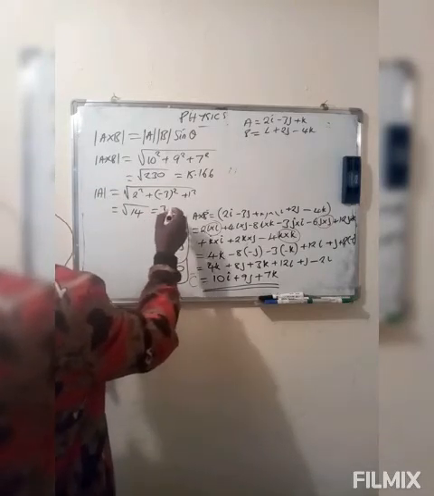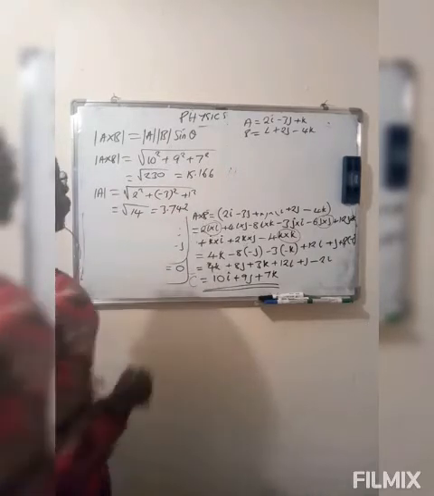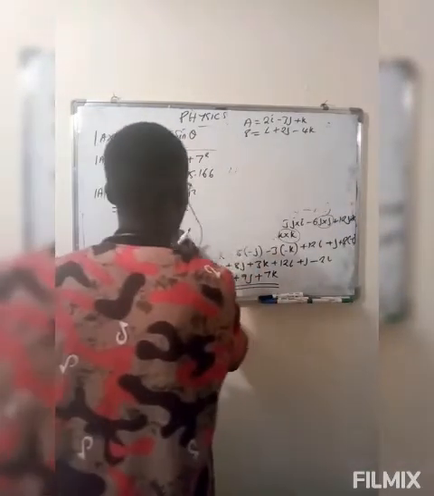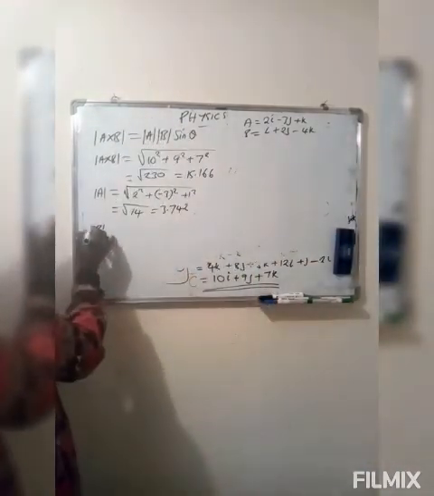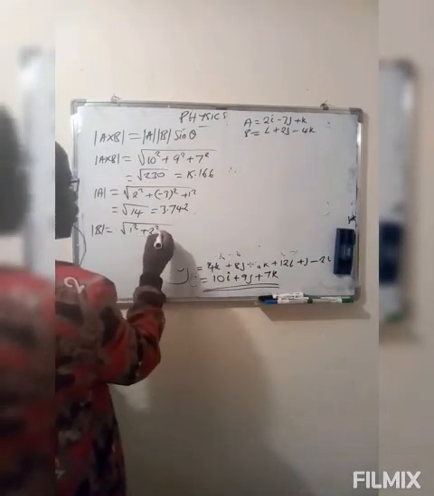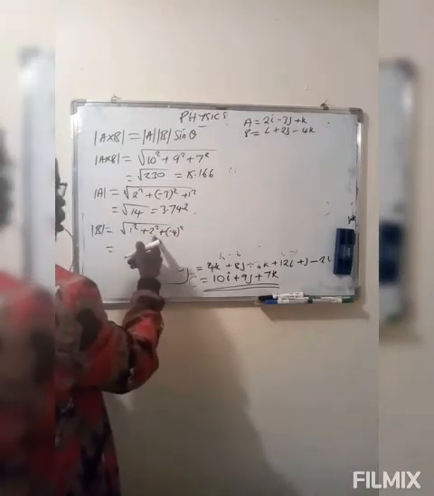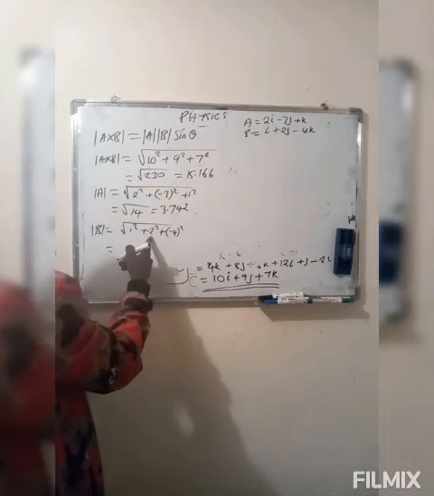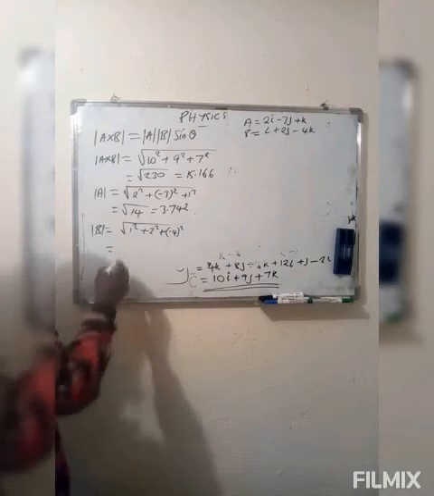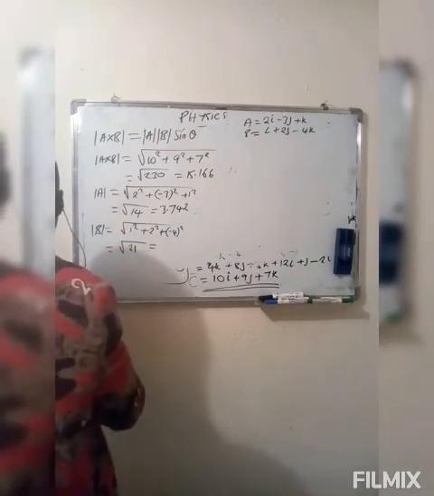Then the magnitude of B is going to be the root of 1 squared plus 2 squared, then plus negative 4 squared. So this is 1 plus 4, that is 5, plus 16, that is 21. So the square root of 21, that is 4.582. Okay, like that.